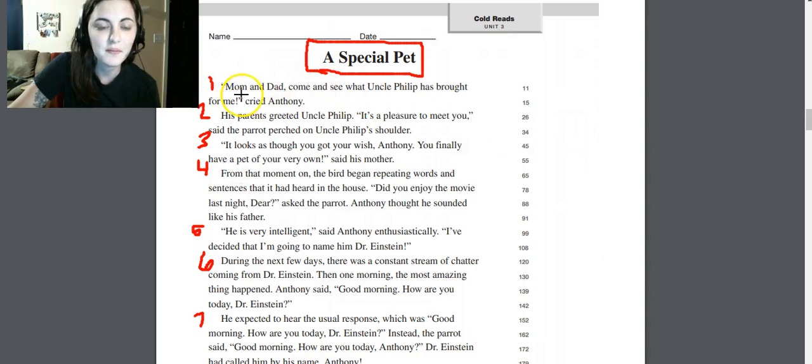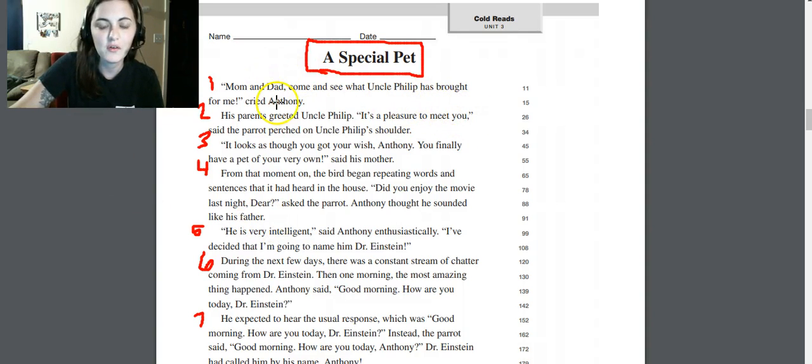"Mom and Dad, come see what Uncle Philip has brought for me," cried Anthony. His parents greeted Uncle Philip. "It is a pleasure to meet you," said the parrot, perched on Uncle Philip's shoulder. "It looks as though you got your wish, Anthony. You finally have a pet of your very own," said his mother. From that moment on, the bird began repeating words and sentences that it had heard in the house. "Did you enjoy the movie last night, dear?" asked the parrot. Anthony thought he sounded just like his father.